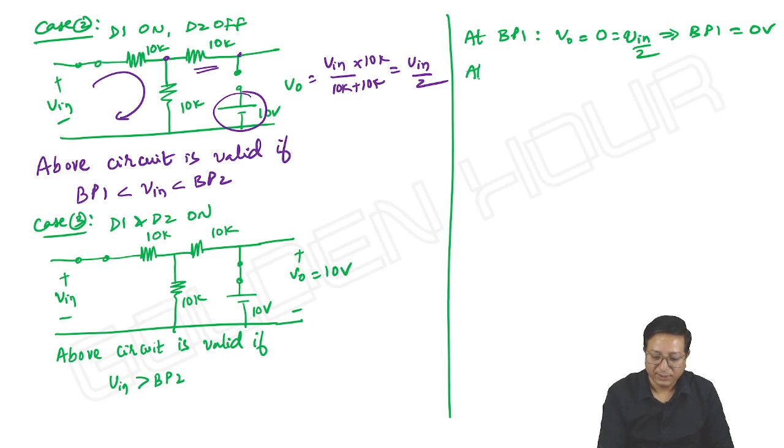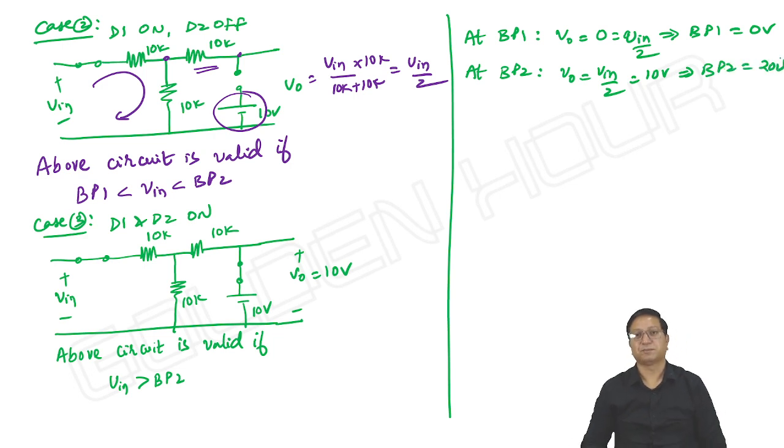Next, at breakpoint 2, output is equal to input by 2. Also, it is equal to 10 volts. Implies breakpoint 2 is equal to 20 volts.